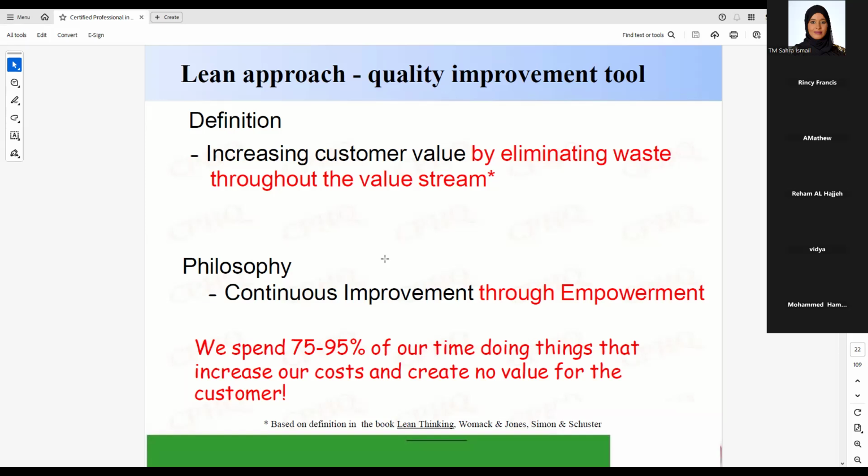Okay. The value, yes, the value is we're trying to improve admissions from ED, we're trying to free up more beds, we're trying to increase utilization, we're trying to increase revenue, we're trying to improve accessibility of the patients. All of that is correct. But now, for example, you read this definition: Lean approach is increasing customer value by eliminating waste throughout the value stream. What does it mean?